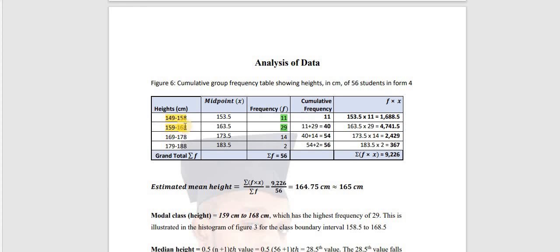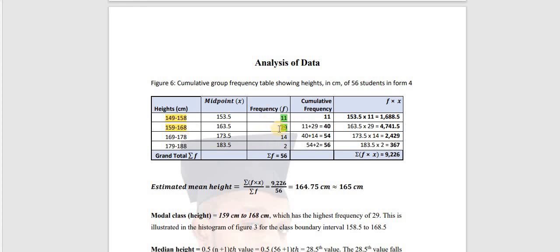These 2 categories here, they're highlighted in yellow. The students who fall in these 2 categories have a height of 168 or less. So how many students have a height of 168 or less? We go over here. 11 students plus 29 students give us 40 students in total. And these 40 students have a height of 168 centimeters or less.